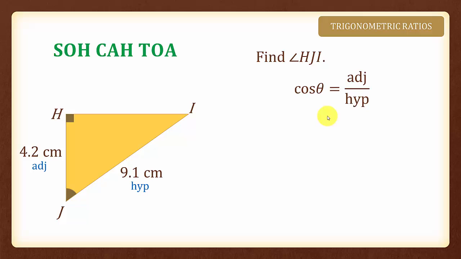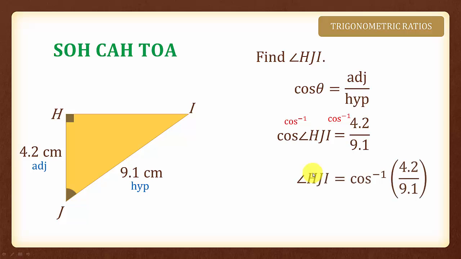Substituting in the values, we will have cosine angle HJI equals 4.2 over 9.1. In order to find angle HJI, we will need to take the inverse cosine on both sides, and angle HJI will be equal to the inverse cosine of 4.2 over 9.1. By pressing the calculator, we will have angle HJI equals 62.5 degrees, rounded off to 1 decimal place. Next, we shall look at how to use the calculator to help us to find this answer here.